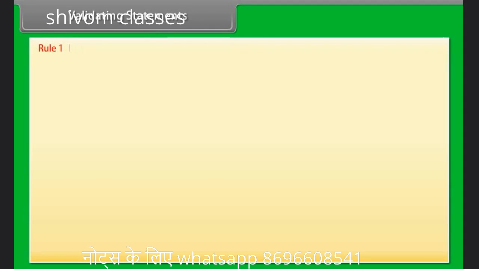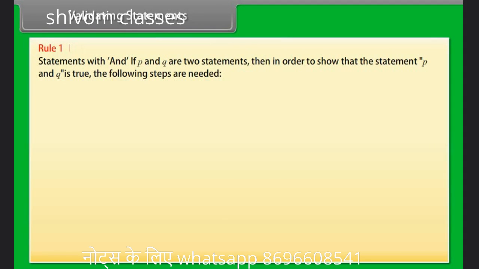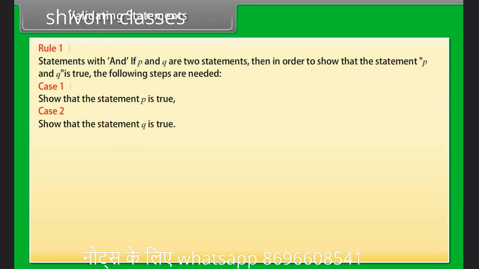Validating statements. Rule 1. Statements with and. If P and Q are two statements, then in order to show that the statements P and Q is true, the following steps are needed. Case 1. Show that the statement P is true, and Case 2. Show that the statement Q is true.